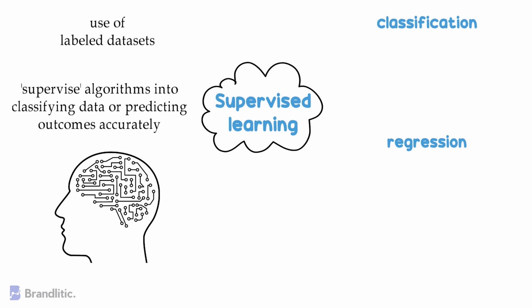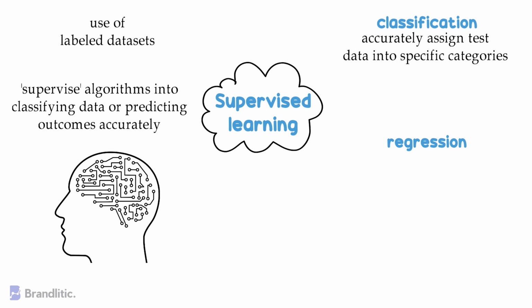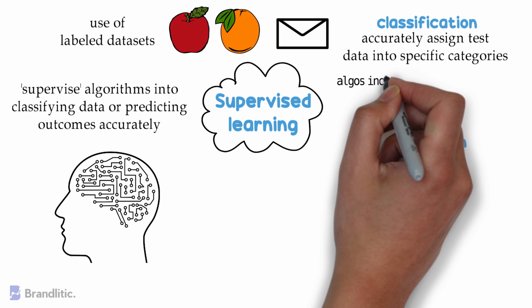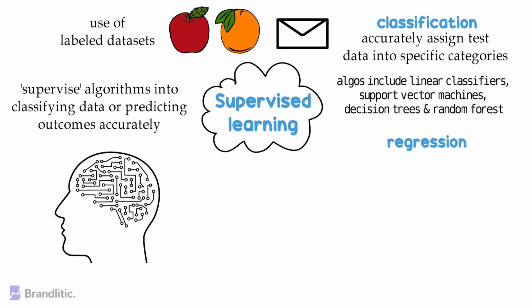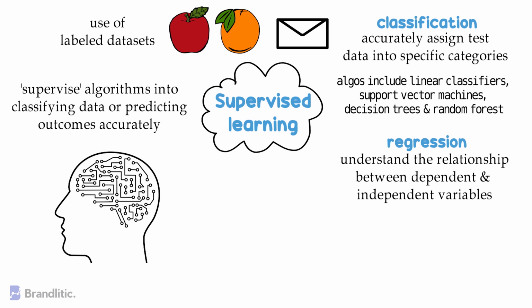In classification problems, we use an algorithm to accurately assign test data into specific categories, such as separating apples from oranges. For example, in the real world, supervised learning algorithms can be used to classify spam into a separate folder from your inbox. Some of the most common classification algorithms include linear classifiers, support vector machines, decision trees, random forests, etc. And in regression, we use algorithms to understand the relationship between dependent and independent variables.